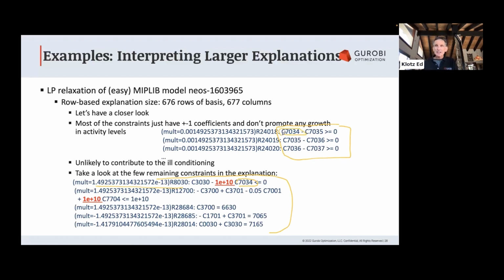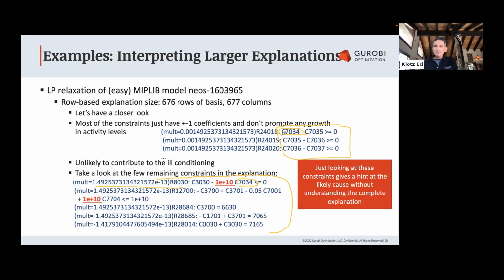So it's exactly that first case in terms of sources of ill conditioning. All right, so the point is that we could just stop here and say, all right, we see what the problem is. We need to reduce these big M values, but let's try to understand the complete explanation to develop our skills in that regard.